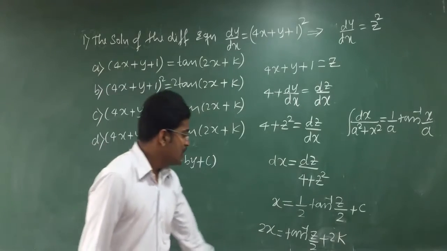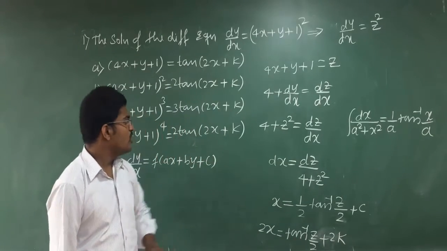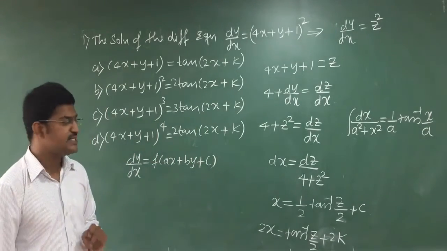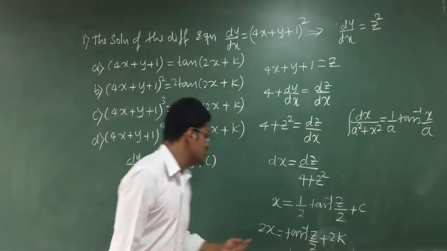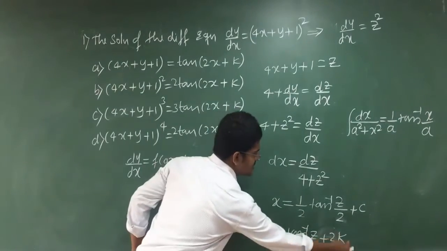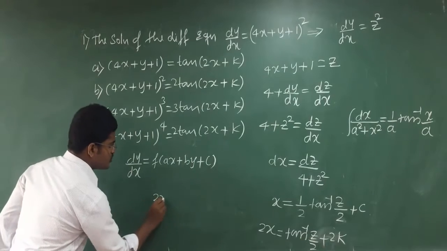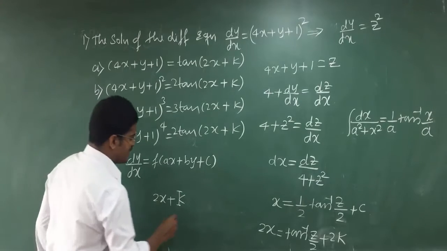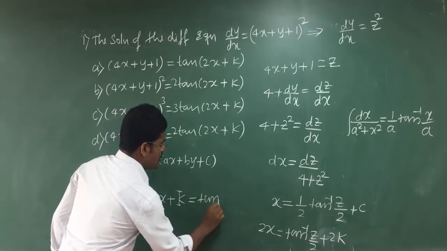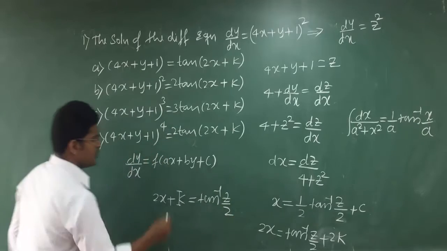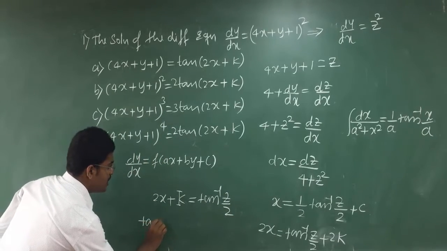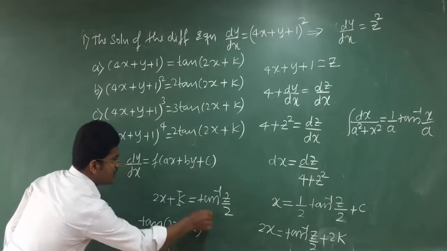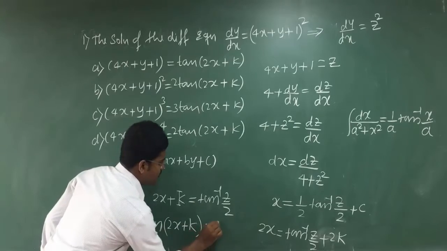Okay. If I take tan on this side, what will it be? Before that, you take 2k on this side. I will write this term as capital K, because 2k is again a constant. So 2x plus capital K is equal to tan inverse of z by 2. If I take tan on this side, it will be tan of 2x plus k. 2 I will multiply here only, it will be equal to z.